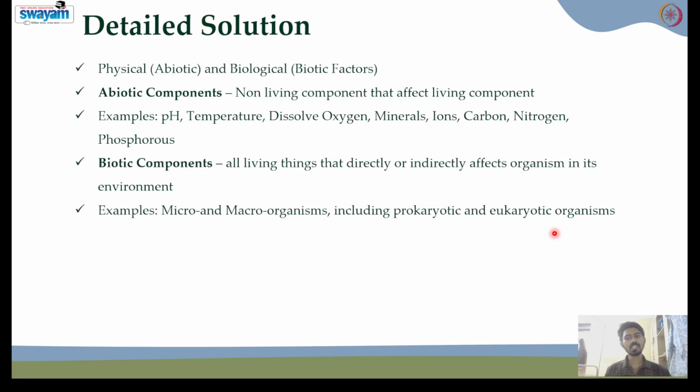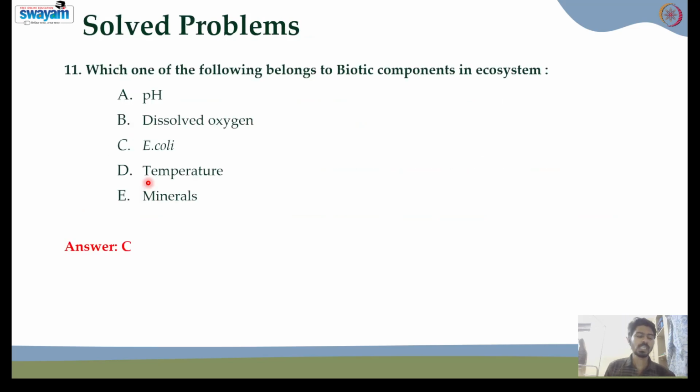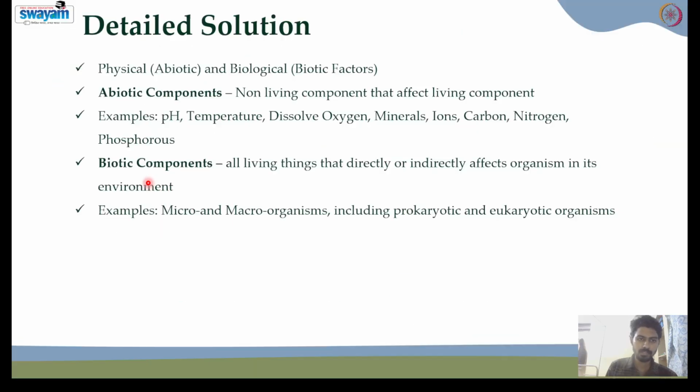As we discussed in the week one lecture, all the living organisms that directly or indirectly affect the organism come under the biotic components. So E. coli is the biotic component, whereas pH, dissolved oxygen, temperature, and minerals are abiotic components.